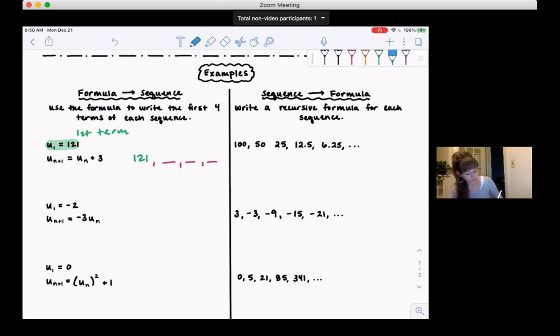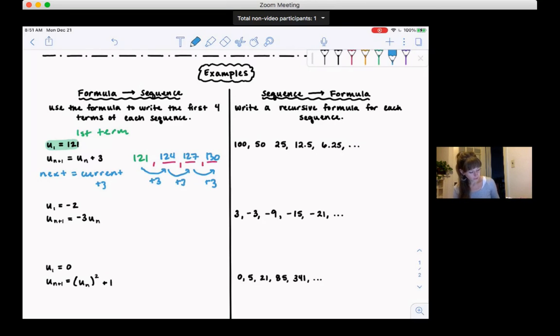This says that u sub n plus 1, so the next term, equals u sub n, which is the current term, plus 3. So it's saying I get the next term by adding 3. So from 121, the next term will be 124. Then from 124 to the next term, I add 3, right? So 127. And then we add 3 again, and we get 130. So that's the first 4 terms of that sequence.